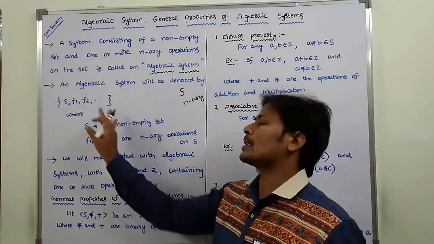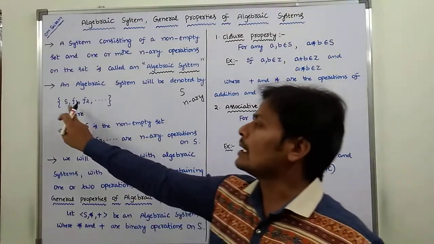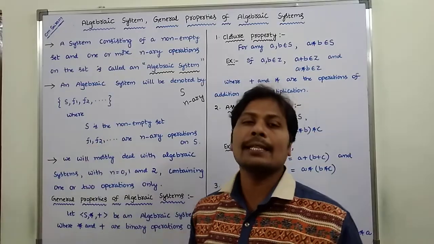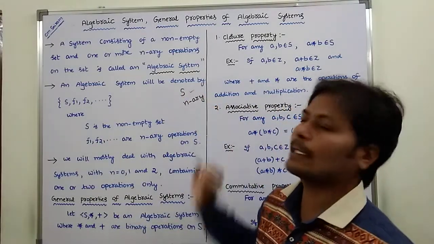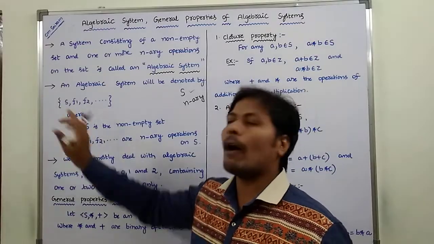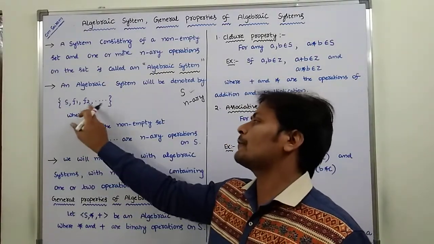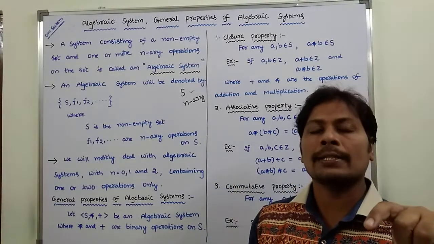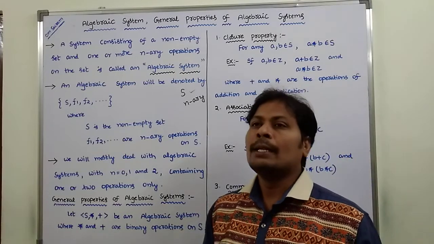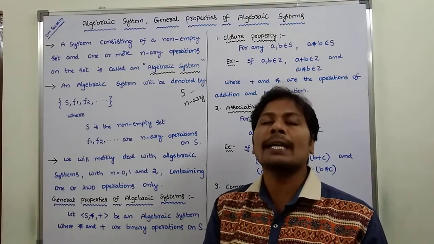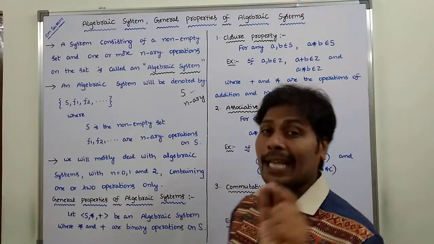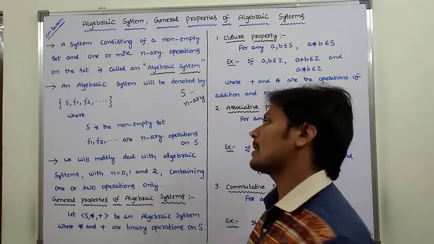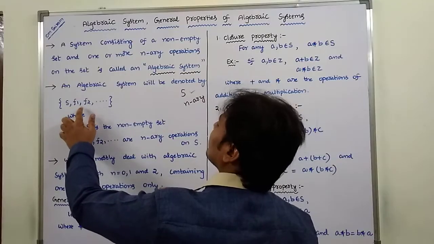Generally, an algebraic system can be represented by S comma, F1 comma, F2, etc., where S is nothing but the non-empty set. On that non-empty set, F1, F2, F3, F4, etc. are n-ary operations performed on the set. Generally, most algebraic systems deal with n equal to 0, 1 and 2 operations.